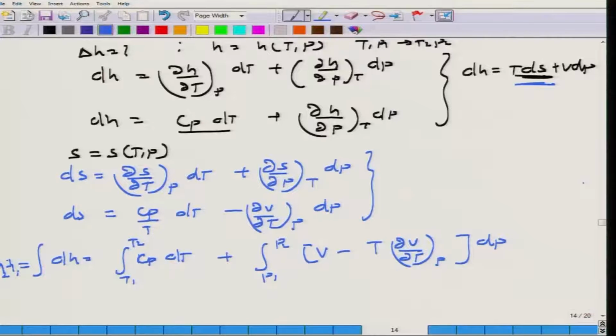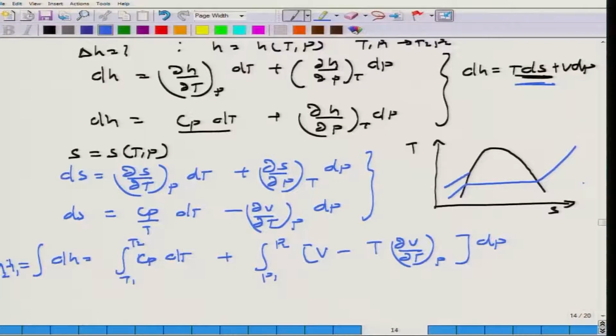So let us try to understand a bit how to make use of such an expression. Now let's consider this TS plot, diagram, and we are going to consider isobars.